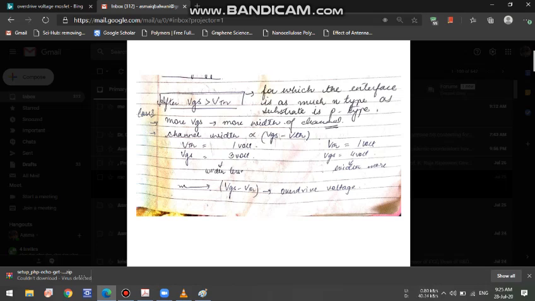Then we gave a very simple example wherein we said that if VTH is 1 volt in both cases, and for the first case VGS is 3 volts and for the second case VGS is 4 volts, where will the width of the channel be more? It will be more where VGS is 4 volts. So the width of the channel is directly proportional to VGS minus VTH. And if VTH is constant, then VGS is the parameter which affects the channel width.